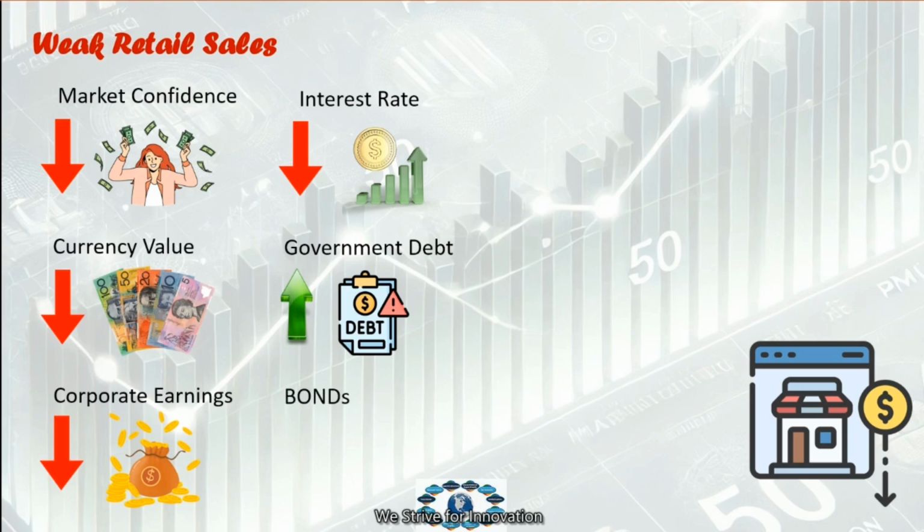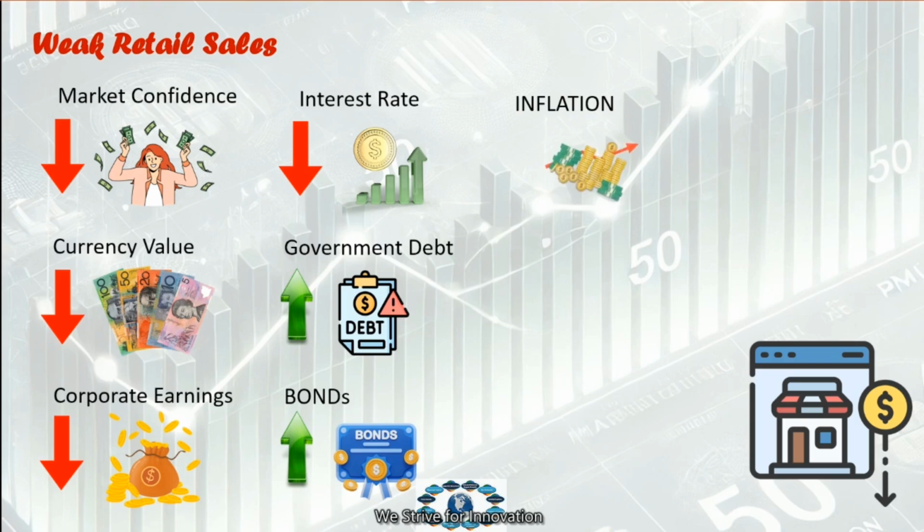How about the corporate earnings? Of course, weak sales affect profit margins and business expansion plans, which means the corporate earnings go down. How about the bonds? Of course, the bond price here will go up. Weak retail sales can boost bond prices as investors will seek safer assets, which are bonds, even though the yield might decrease, but they are safer now. So the bond prices will go up because people will be looking for bonds.